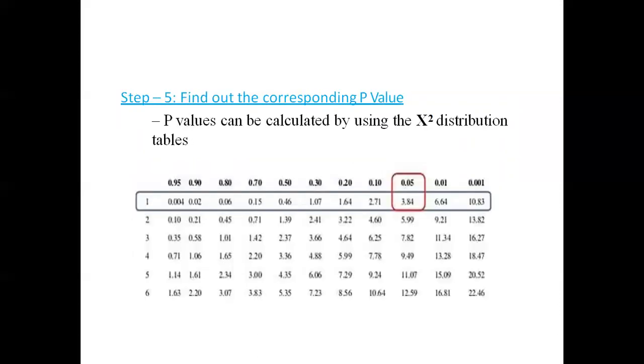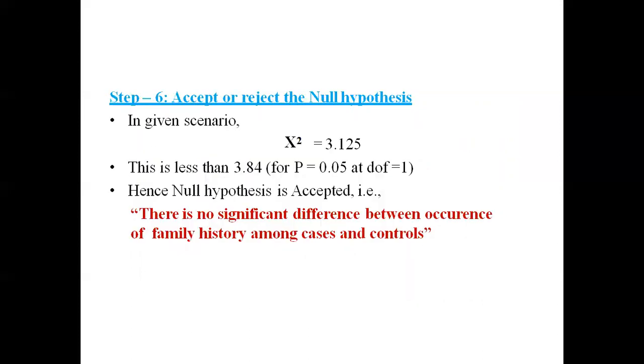Okay. So now we will find out the corresponding p value. The p value can be calculated by using the chi-square distribution table. So as we told you earlier, in this chi-square table under the degree of freedom which is 1, the significance level we have already set is 0.05. So the value is 3.84. So what we calculated is 3.125. So that is less than 3.84.